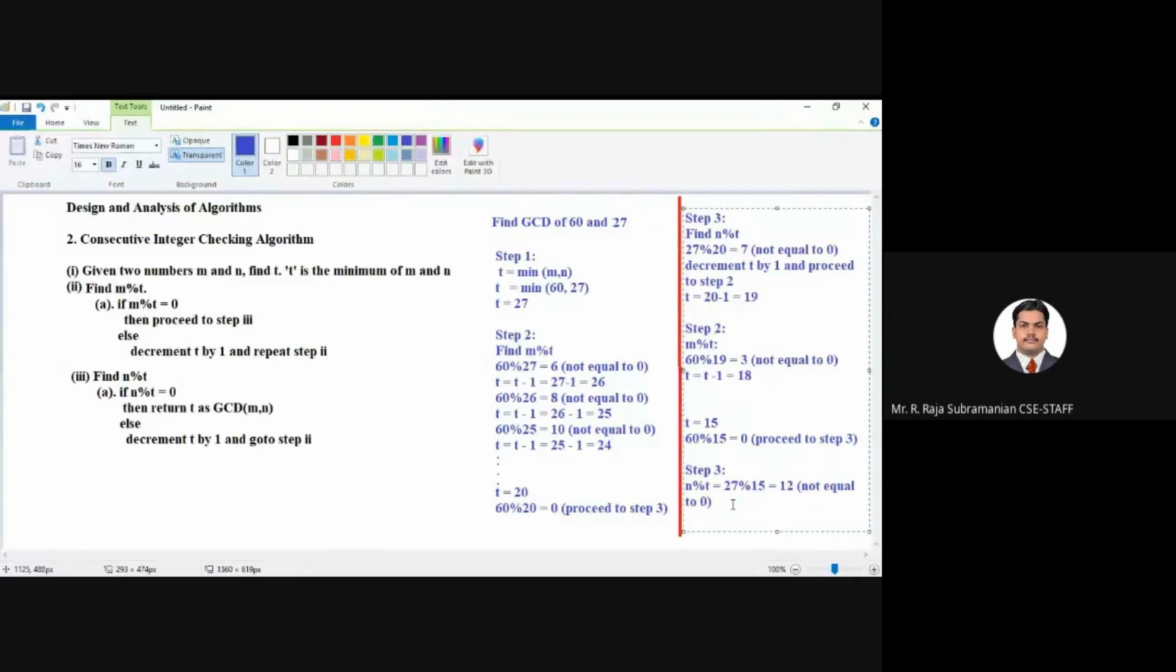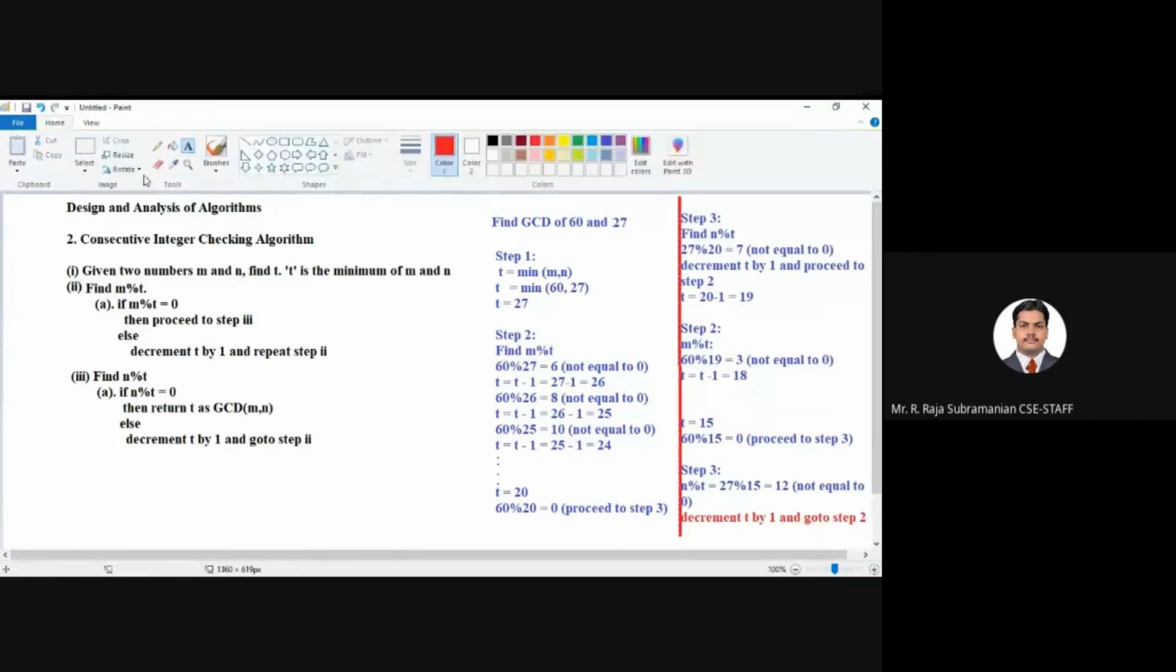Now what will I do? Put in a GCD also. Decrement t by 1 and go to step 2. Yes, so I need some space here, so what I will do is an else selection.